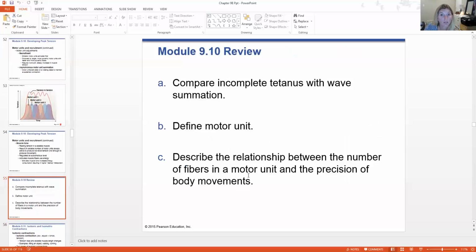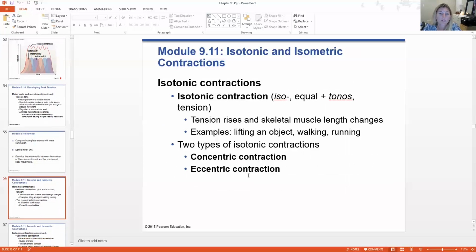You can pause the video here and go back and answer these 3 questions. We're going to keep moving with the differences in 2 main types of contractions.